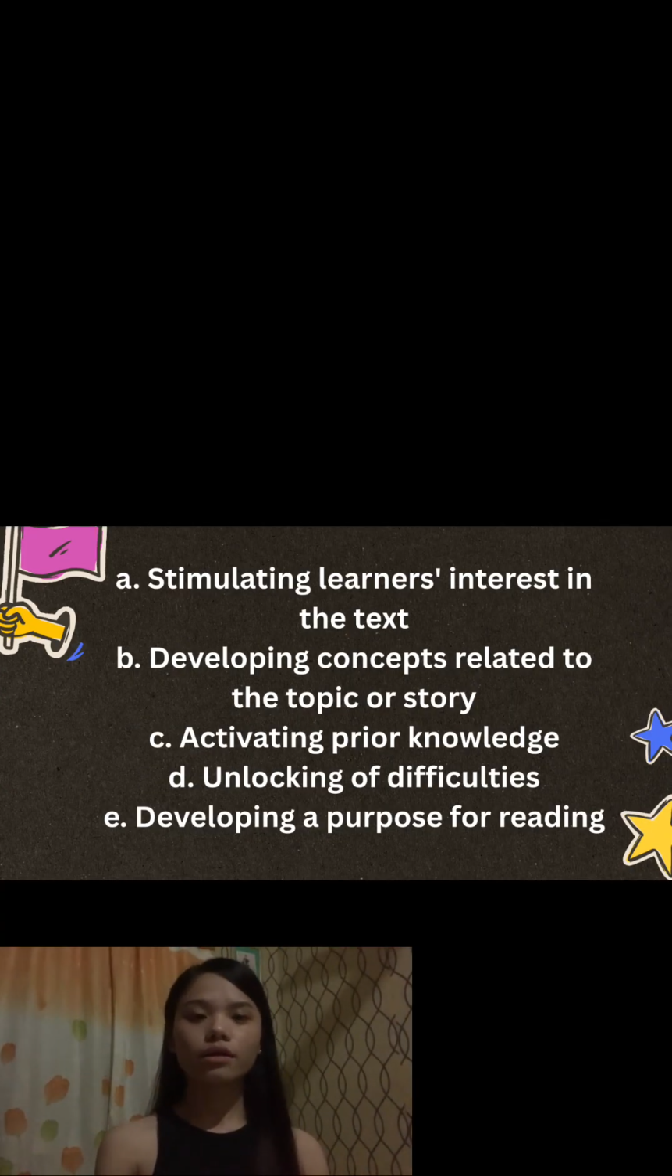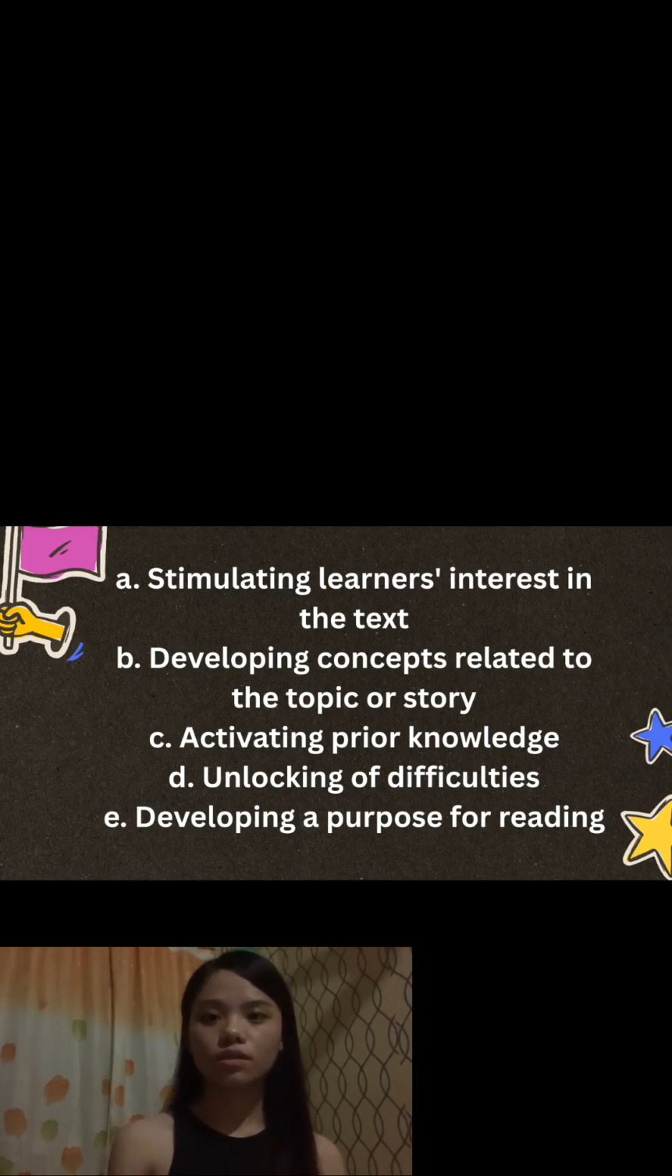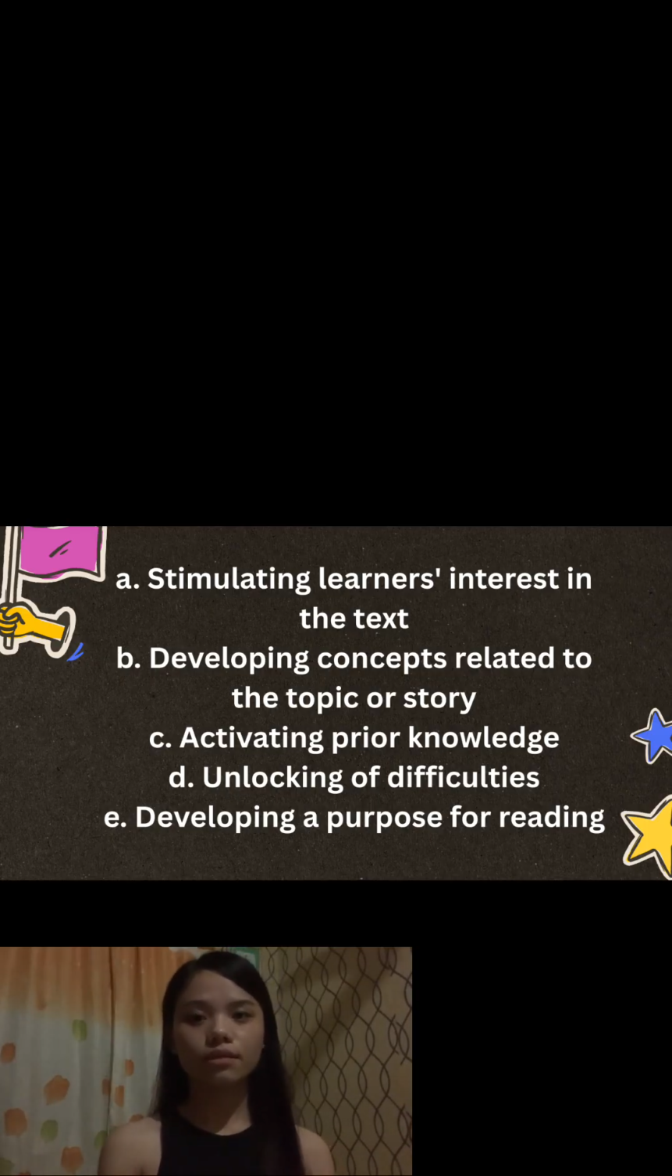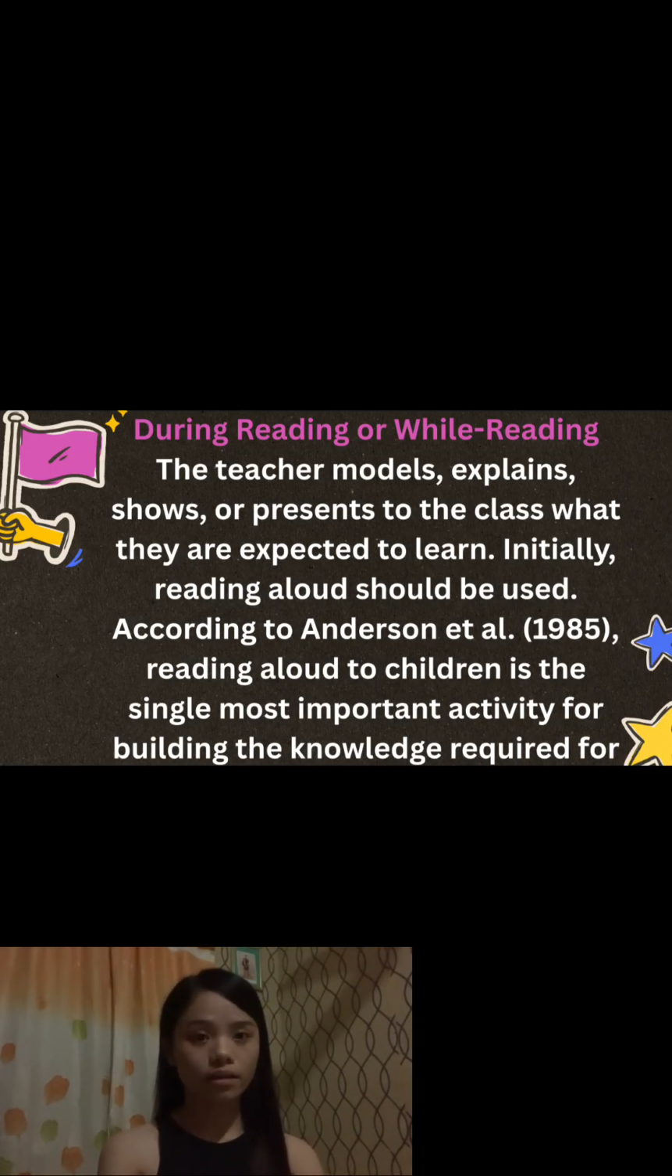These activities are aimed at stimulating learners' interest in the text. The second one is developing concepts related to the topic or the story. The third one is activating prior knowledge. The fourth one is unlocking of difficulties. And the fifth one is developing the purpose of reading. So now we will proceed to during reading or while reading.